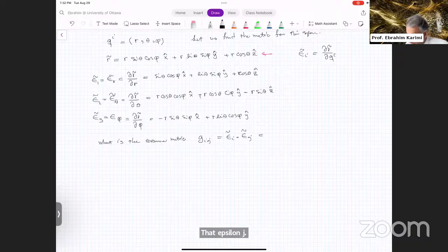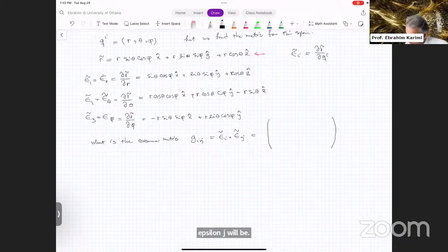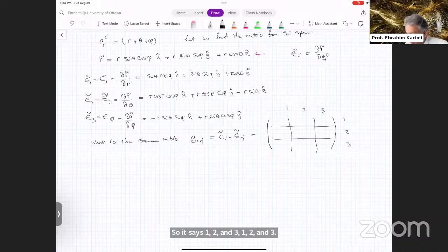And this is the calculation. Epsilon i dot epsilon j will be, it has 9 components, so it has 1, 2, and 3, 1, 2, and 3. Okay, so let's look at epsilon 1 dot epsilon 2.